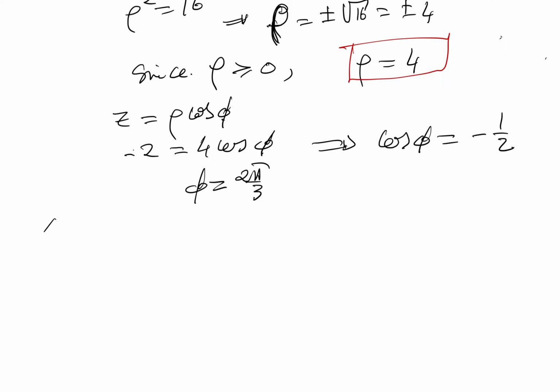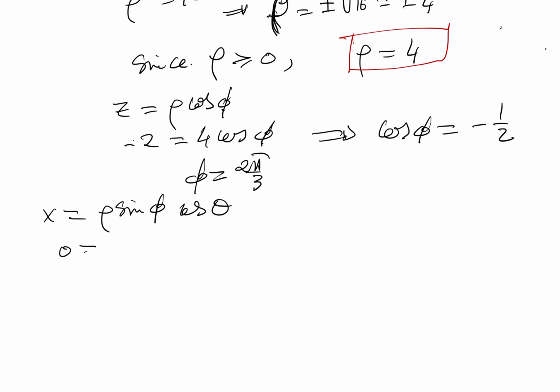So now let's find the x. The x is equal to rho sine of phi cosine of theta. Now let's find the theta. X is 0, so 0 is equal to rho sine phi cosine theta. Rho is 4. Let's just replace it: 4 times sine of 2 pi divided by 3 cosine of theta. I want to find theta now. 0 is equal to 4 times sine of 2 pi over 3 cosine of theta.